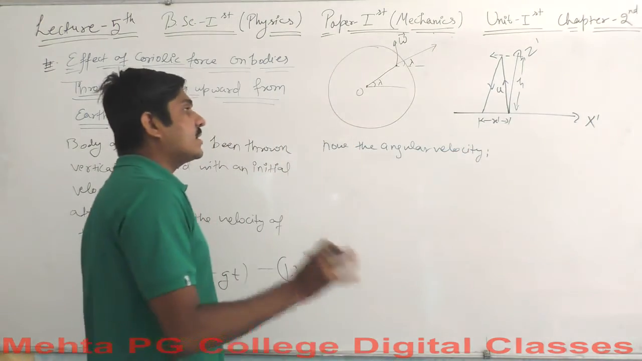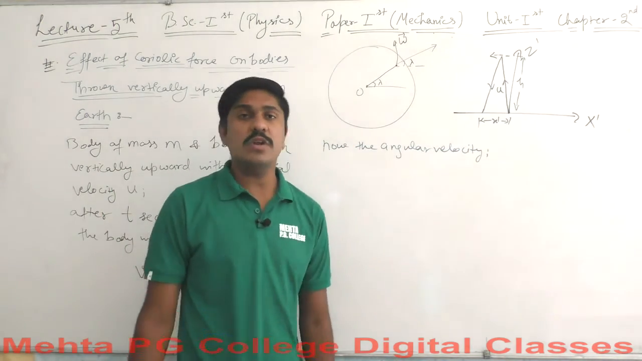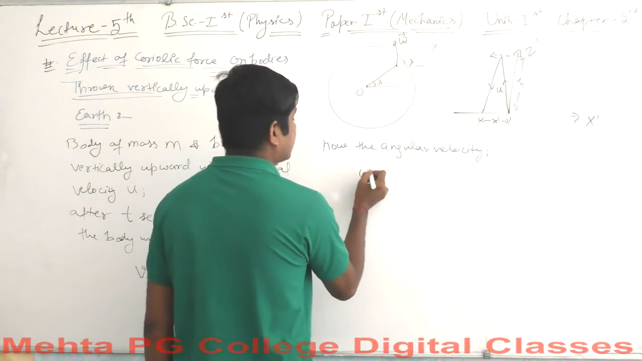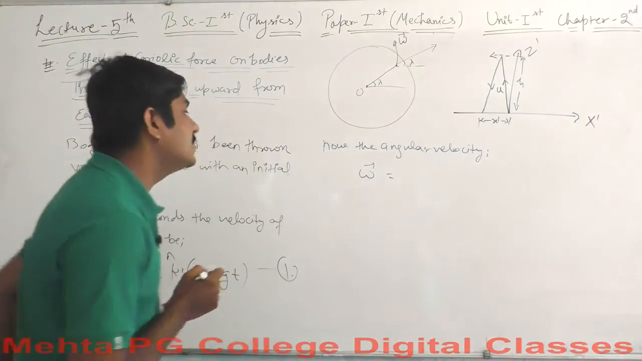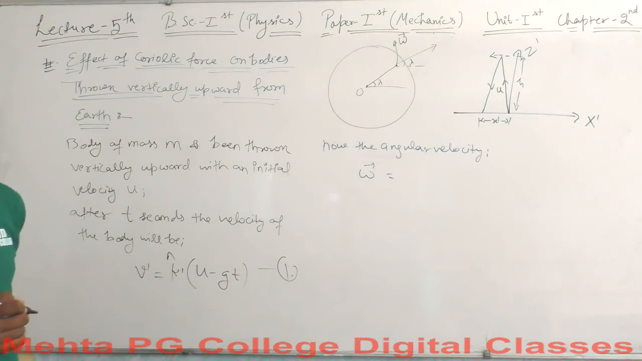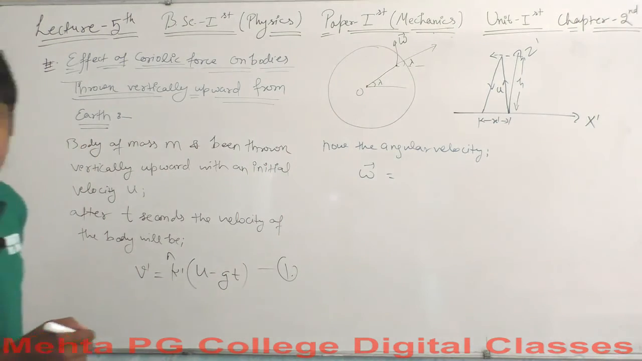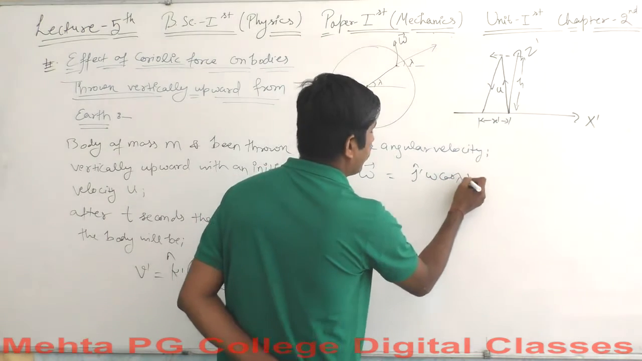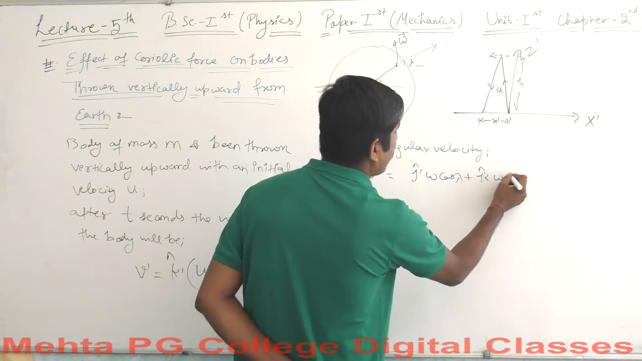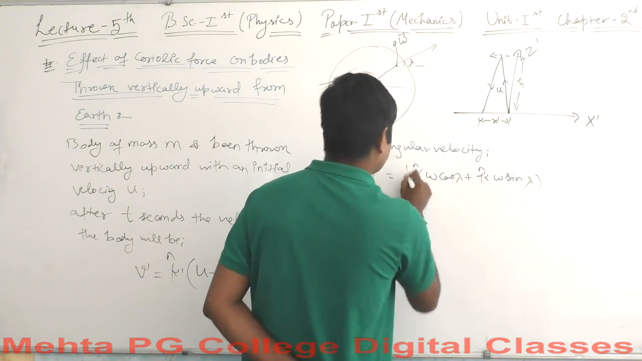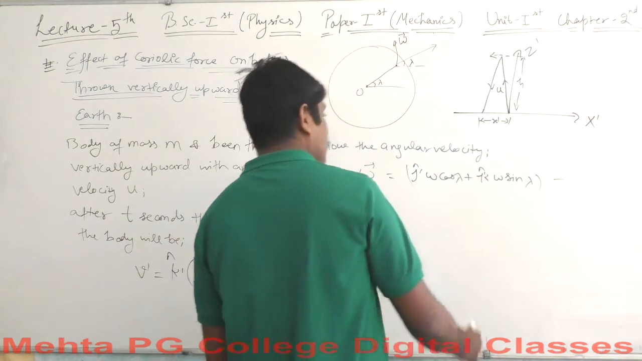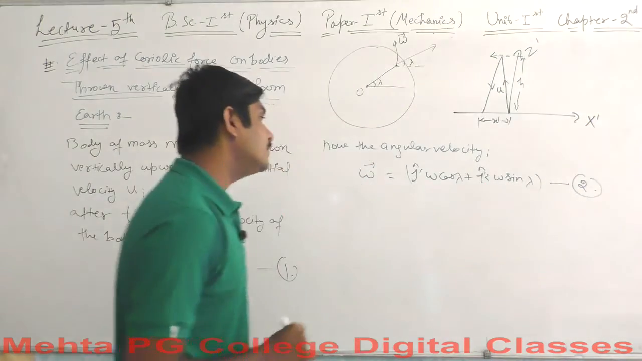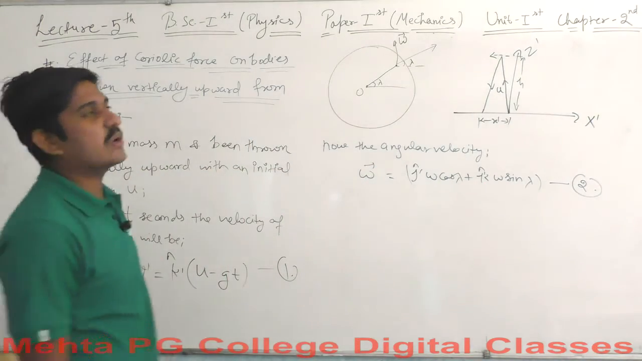we are going to write the angular velocity from the concept of Coriolis force, which we have discussed in the previous examples. So let's say this is the omega here, the angular velocity. So the omega vector will be equal to j dash cap omega cos of lambda plus k dash cap omega sin of lambda. This is equation 2.